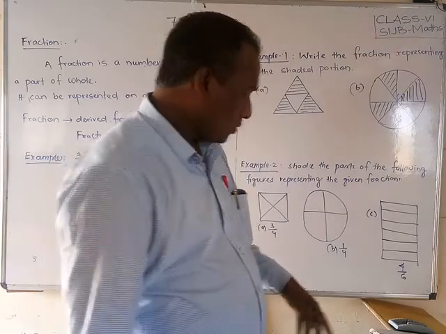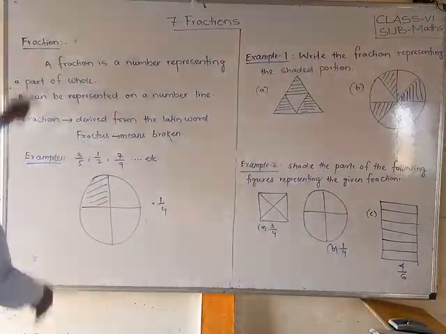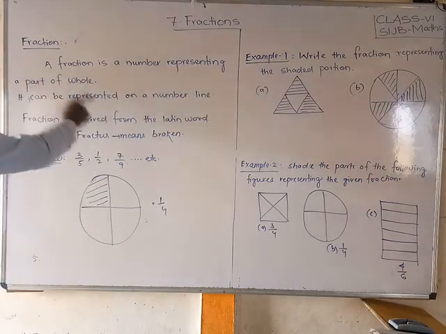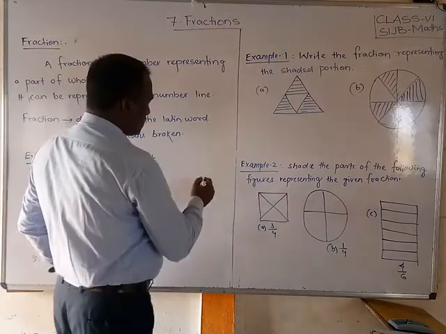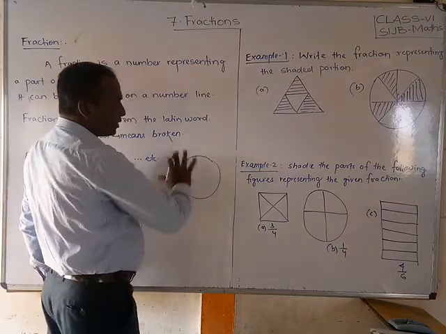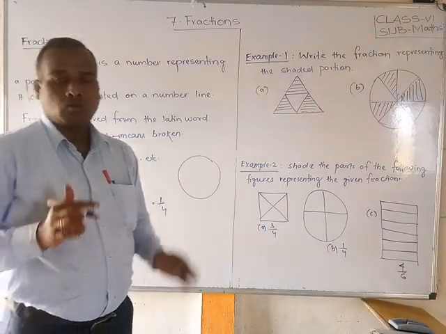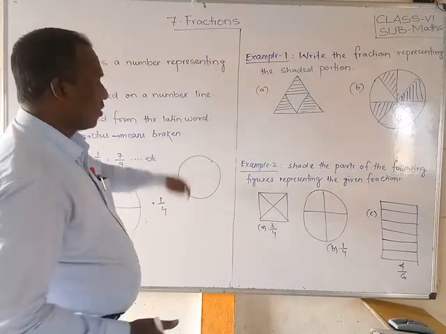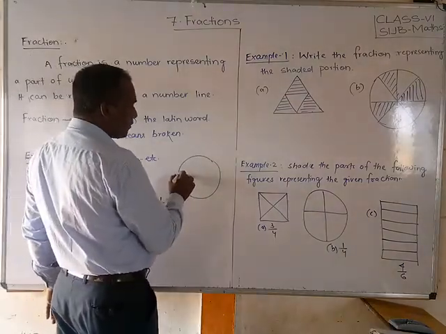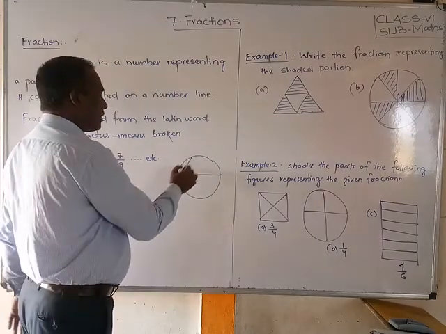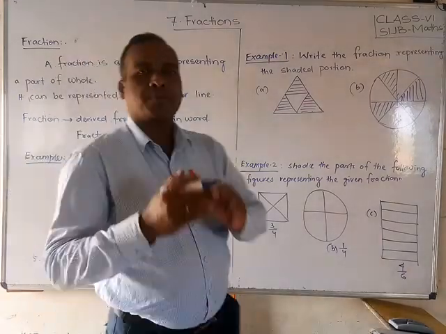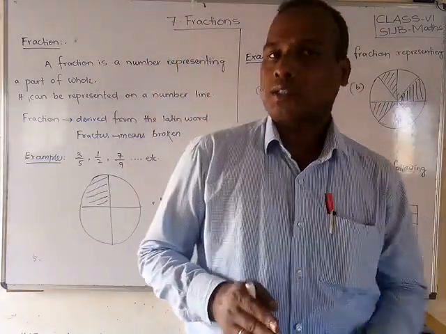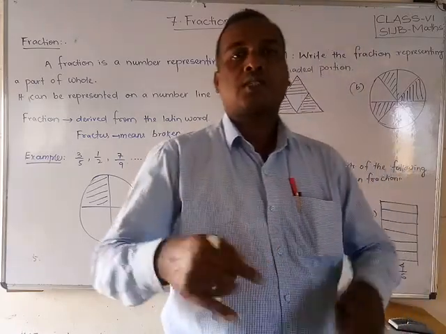First of all, you should see the definition, students. A fraction is a number representing a part of a whole. Whole means the total part. Suppose this is one cake, so this is called the whole. If you have to take half of it, you break the middle portion and take half. That is called 1/2, and that is how it is represented as a fraction.